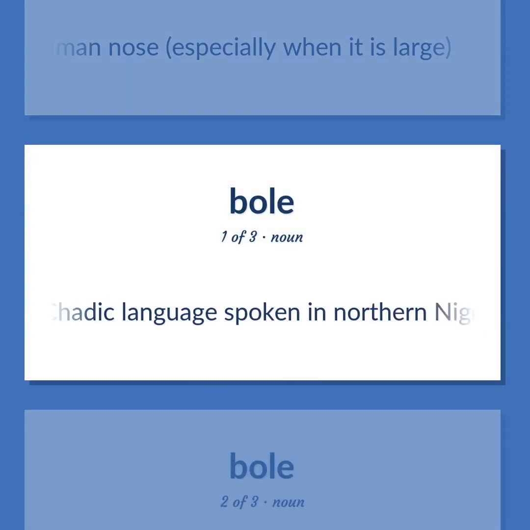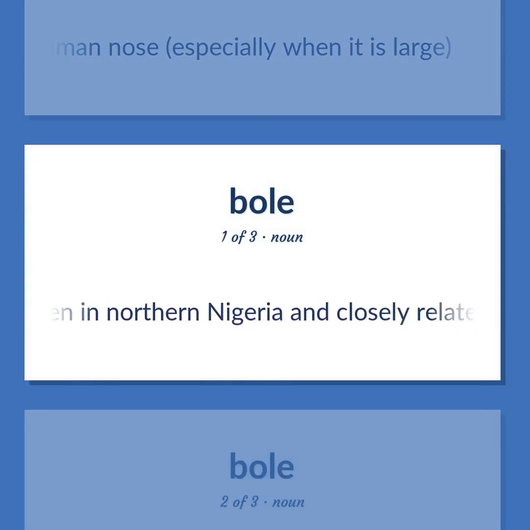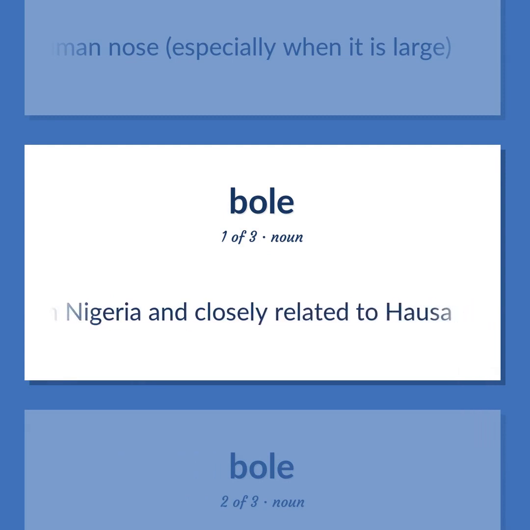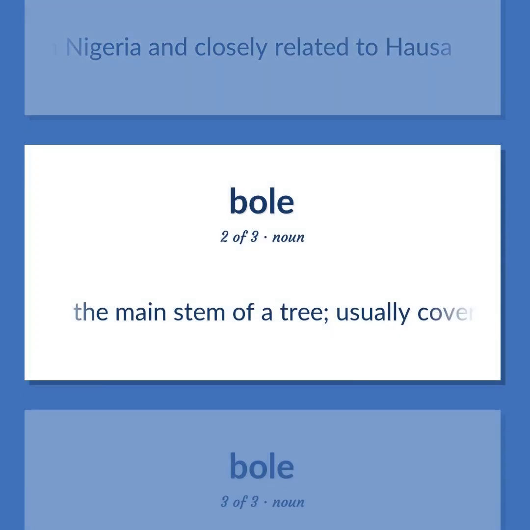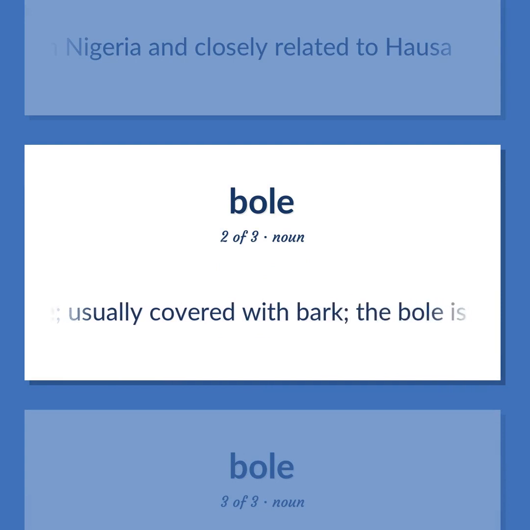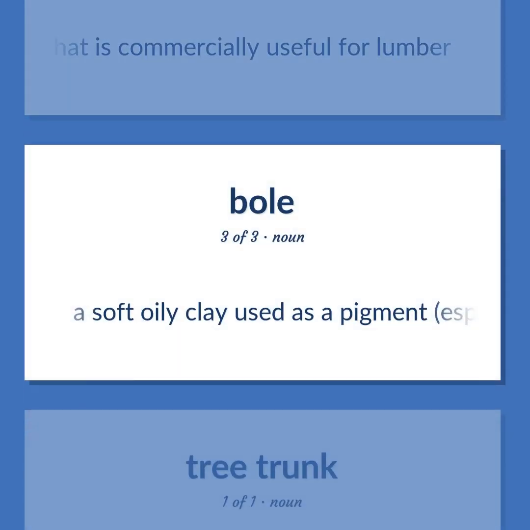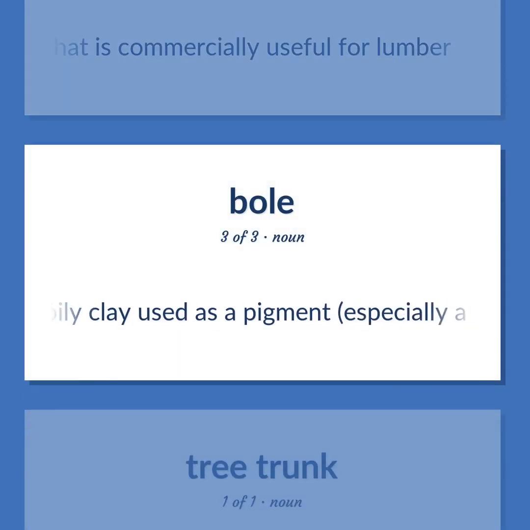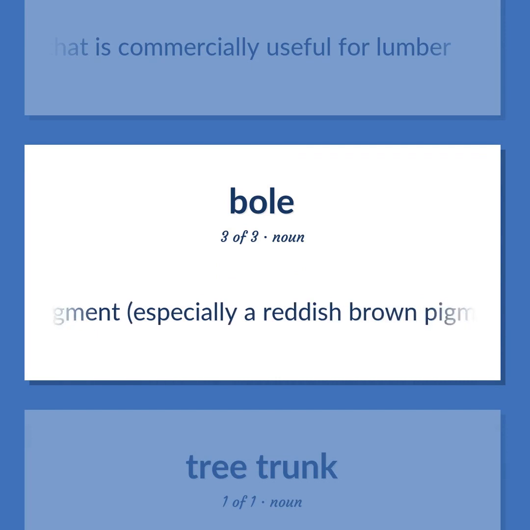A Chadic language spoken in northern Nigeria and closely related to Hausa. The main stem of a tree, usually covered with bark. The bole is usually the part that is commercially useful for lumber. A soft oily clay used as a pigment, especially a reddish-brown pigment.